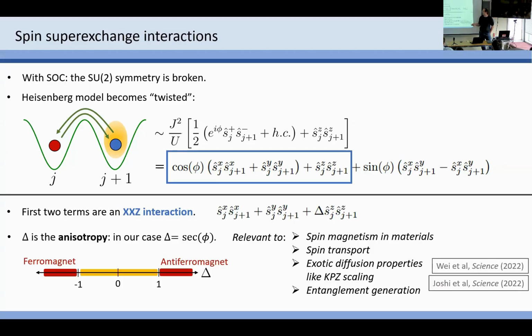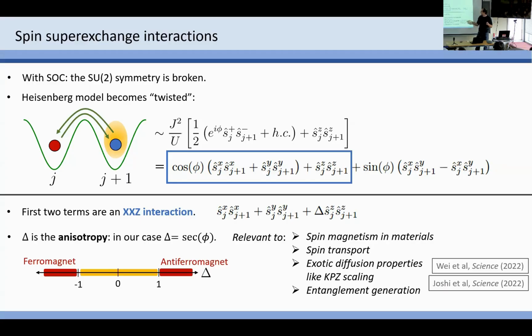And this contains different pieces that are in and of themselves rather interesting. The first two terms are technically what we would call an XXZ interaction, which is well known in condensed matter physics and relevant to spin magnetism, spin transport, even some exotic KPZ scaling diffusion properties, which people have looked at in optical lattices pretty recently, and especially entanglement generation. And that's the application we're going to be looking at further on.